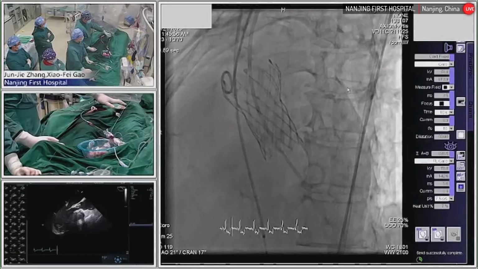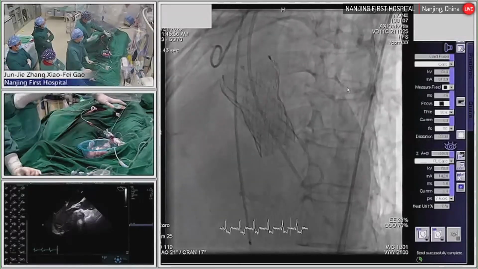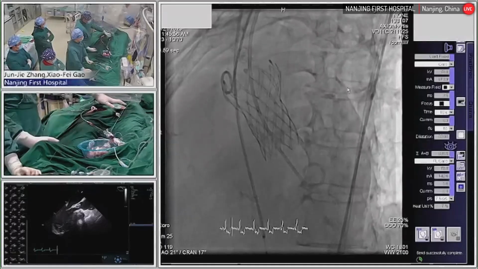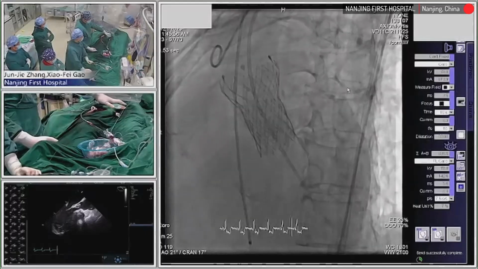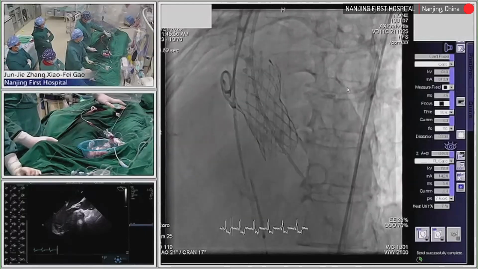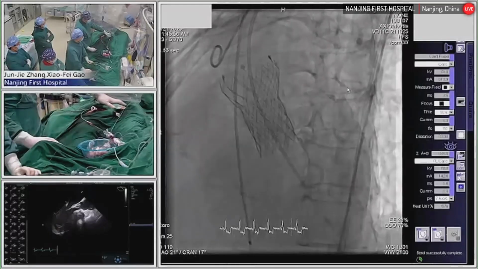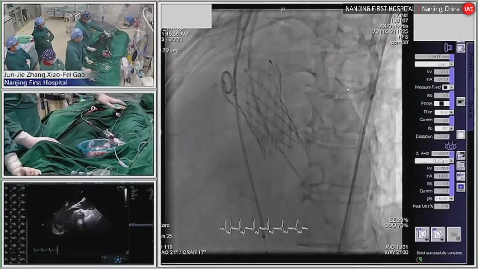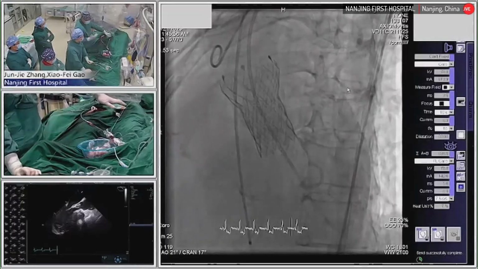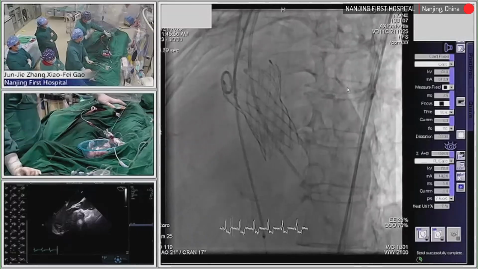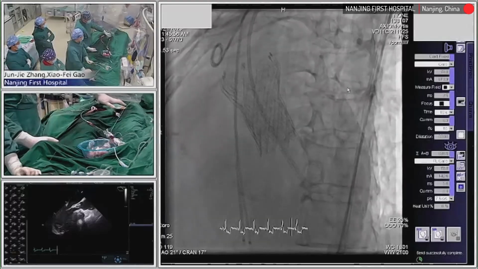So for this case, when we crossed the valve, there was some difficulty, but fortunately we successfully crossed the valve with a straight wire. Then we thought we should do the BAV predilation because of very severe calcification and very severe stenosis. For the valve implantation, I chose a self-expanding valve in terms of safety concern, because of the very eccentric calcium.